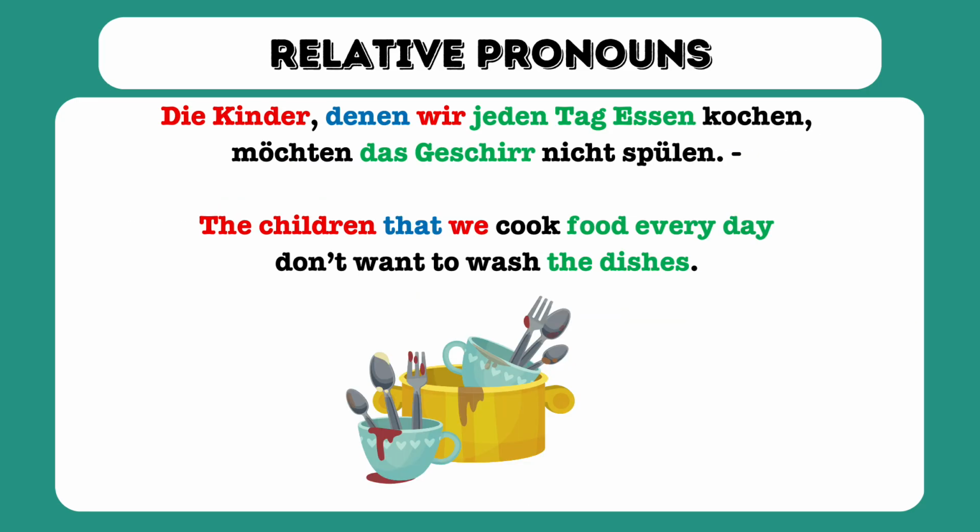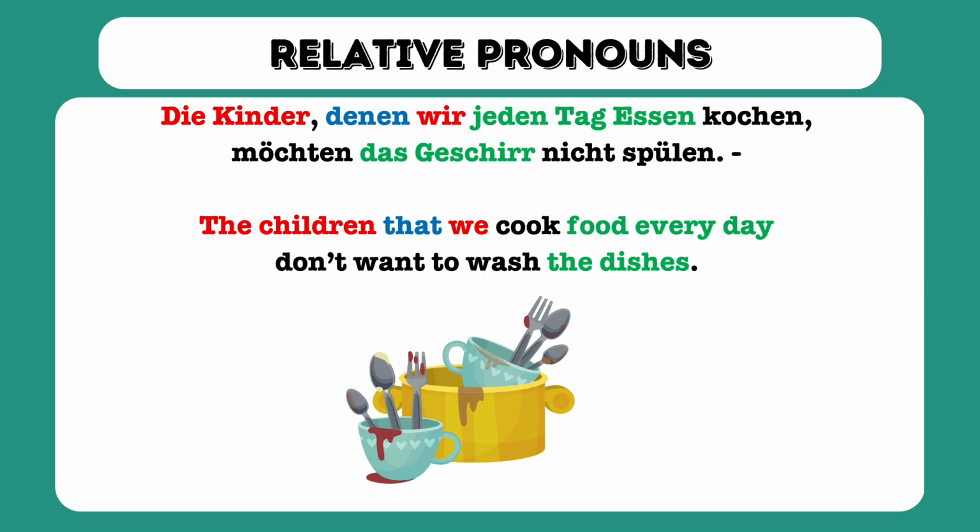Die Kinder, denen wir jeden Tag Essen kochen, möchten das Geschirr nicht spülen. The children that we cook food every day don't want to wash the dishes. In this sentence, again, we can break it apart into two halves. Die Kinder möchten das Geschirr nicht spülen. The children do not want to wash the dishes. Wir kochen den Kindern jeden Tag Essen. We cook the children food every day.